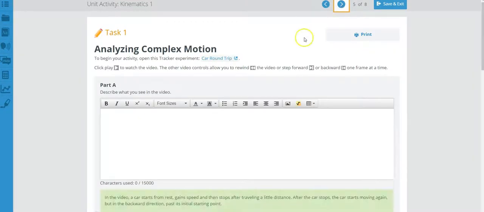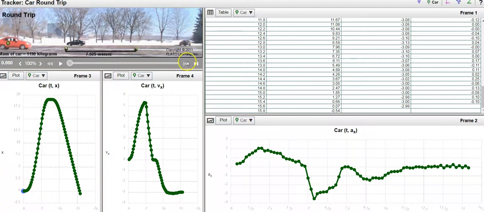Next, you will have to watch a video. Up here it says car round trip. Click on that, first task 1. What you get is this right here, and there'll be a picture of a red car. I'm not sure what kind of car it is, but you get the mass right there, which I don't think you're going to need in the calculations. It's not really important. The distance is all going to be covered.